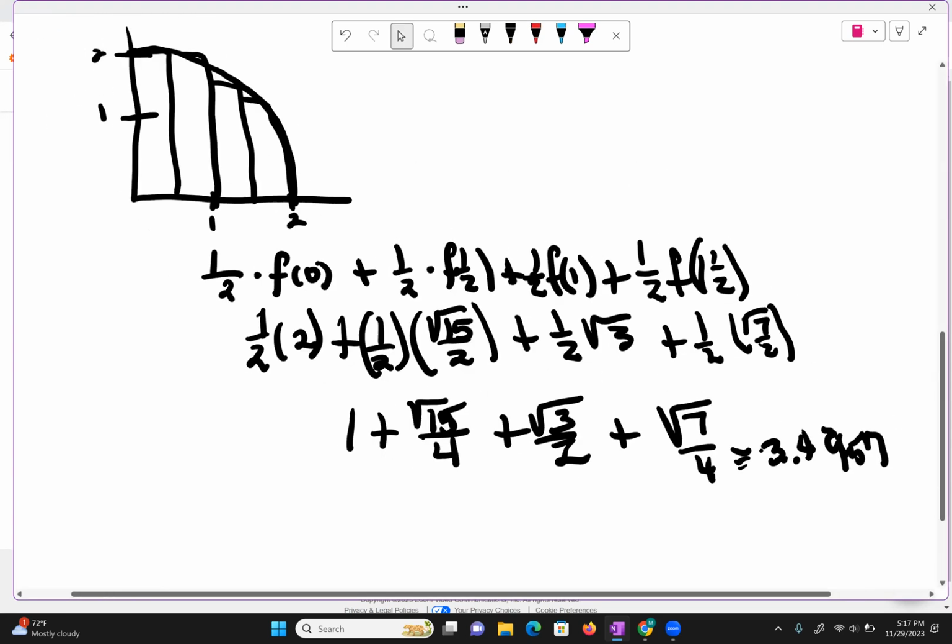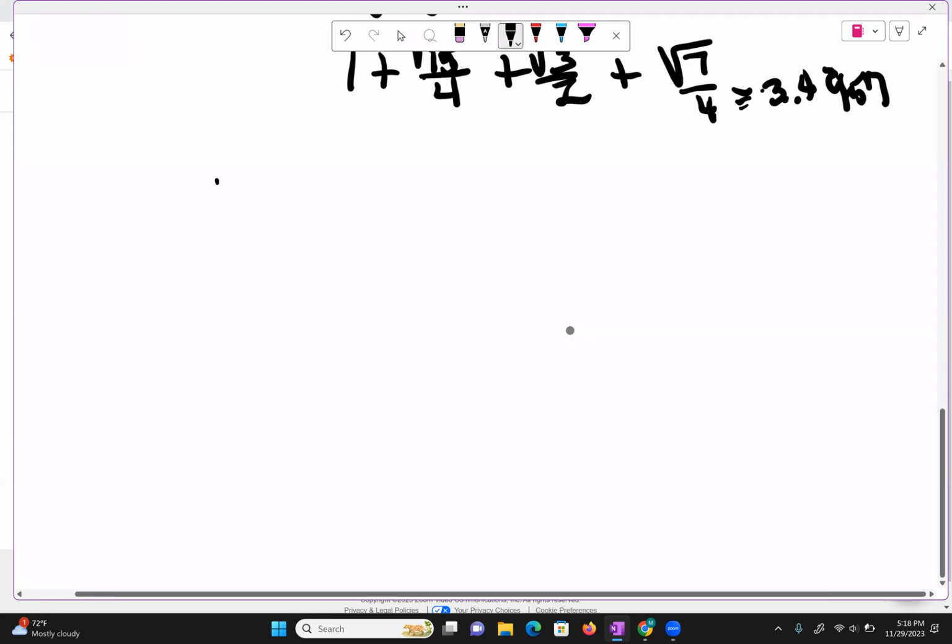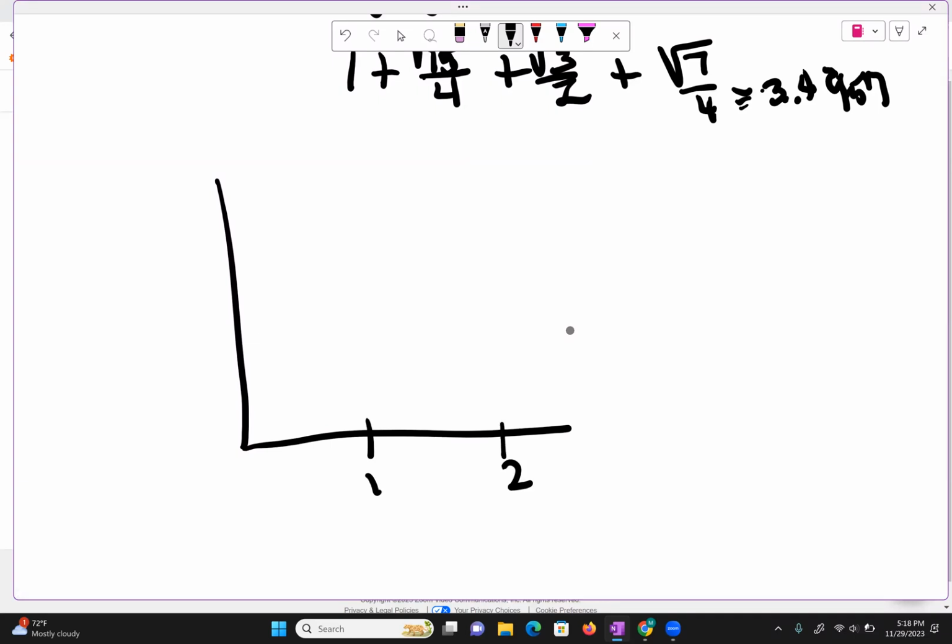And furthermore, we can break this down even further. We're still looking at the area between 1 and 2. So here's 1, here's 2, here's 1, here's 2. And now we're going to break it into fourths. So this becomes 1, 2, 3, 4.